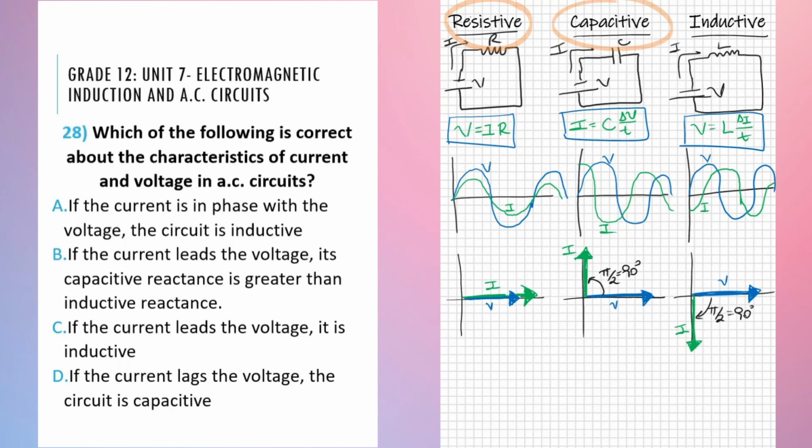Choice C states that if the current leads the voltage, it is inductive. No, if the current leads the voltage, it is capacitive, so that can't be the answer. Choice D states that if the current lags the voltage, the circuit is capacitive. No, if the current lags the voltage, the circuit is in fact inductive. So we were correct. Our correct choice is in fact choice B.